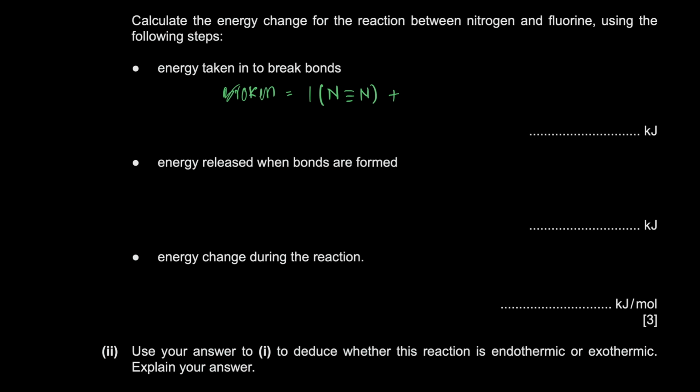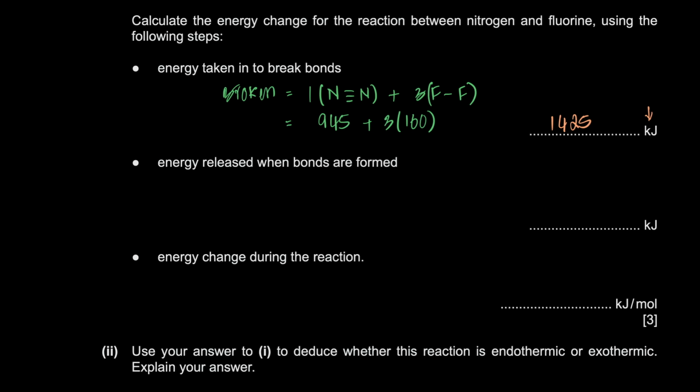But there are 3 fluorine-fluorine single bonds, correct? What is the energy for each of these? The nitrogen-nitrogen triple bond is 945 plus 3 times the fluorine-fluorine bond is 160. My answer comes out to 1425 kilojoules. So they've given kilojoules. If they don't give you kilojoules, you'll have to write the correct unit.